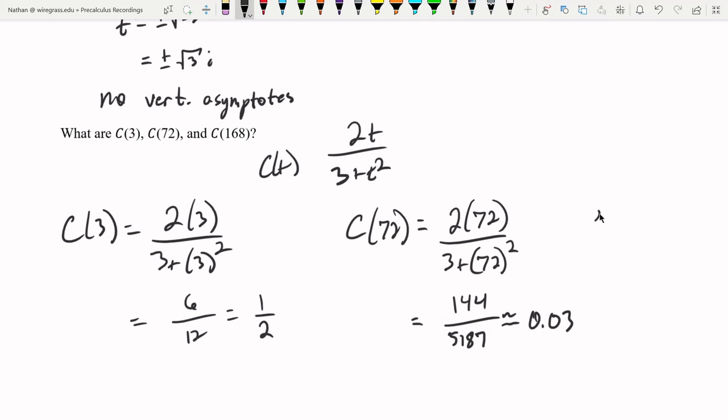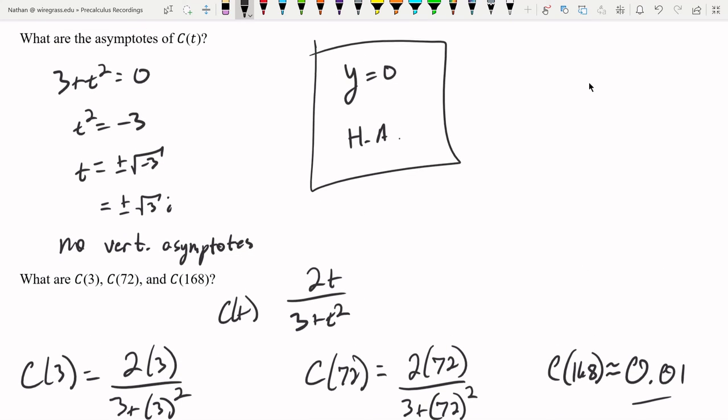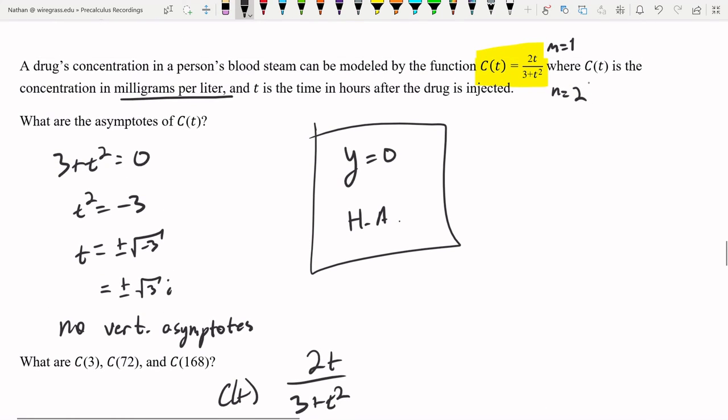And finally, C of 168, I'm just going to use a calculator for this. I get approximately 0.01. And as you can see, this is 0.5, 0.03, 0.01. This is getting closer and closer to 0, which is what we expect from the horizontal asymptote. Now, what I recommend you do is actually graph this on your own and see how it goes towards this y equals 0 horizontal asymptote.